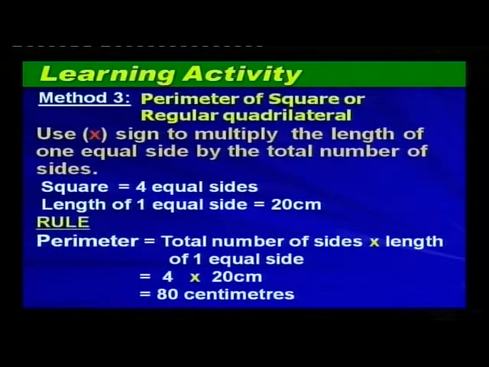We already said that a square has 4 sides. So this is a third way of working out. Perimeter equals total number of sides times the length of one equal side. The total number of sides of a square, we already said 4, times one equal side will be 20 centimeter. So 4 times 20 is equal to 80. Is it the same answer as our first working out? Yes.